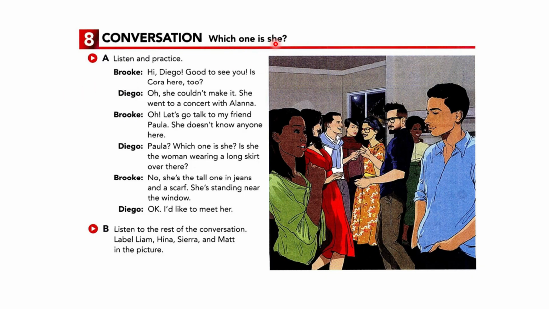Hi, Diego. Good to see you. Is Cora here too? Oh, she couldn't make it. She went to a concert with Alana. Oh, let's go talk to my friend Paula. She doesn't know anyone here. Paula? Which one is she? Is she the woman wearing a long skirt over there? No, she's the tall one in jeans and a scarf. She's standing near the window. Okay, I'd like to meet her.